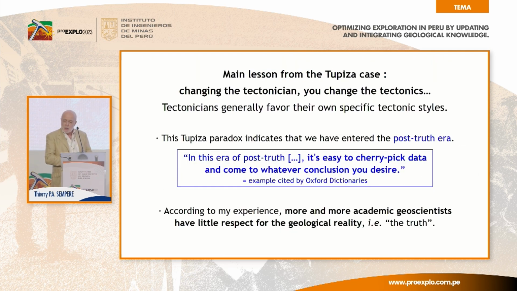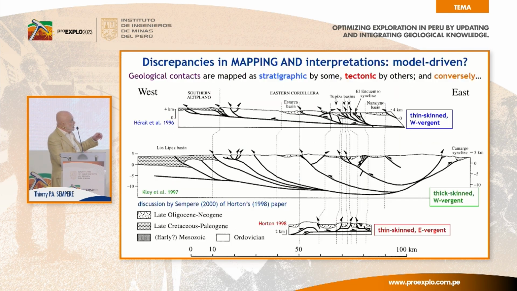So the basic idea is that tectonicians generally favor their own specific tectonic styles. And this is real, and this is important. You can prove this. I had a discussion around this topic. This is what current tectonics is worth. In some cases, we have just one cross-section, and the author of the cut says that that's for sure the truth. But what do we know? We really need to doubt this.